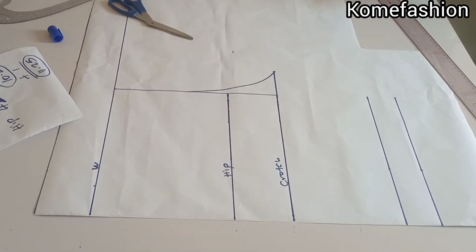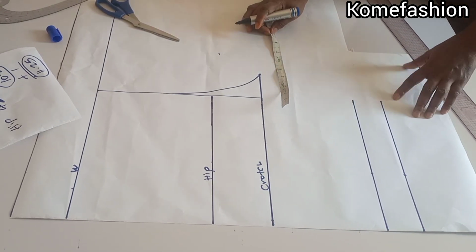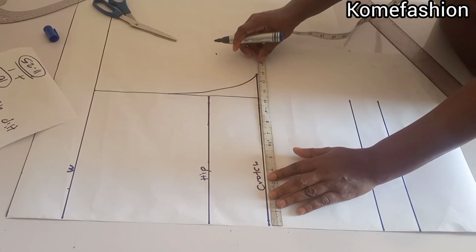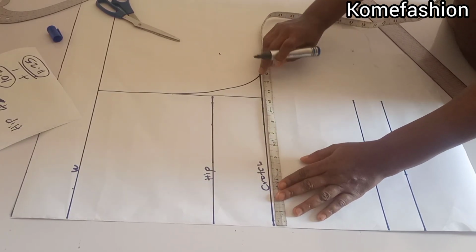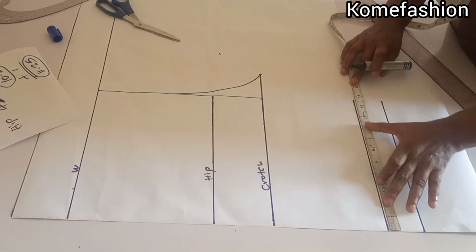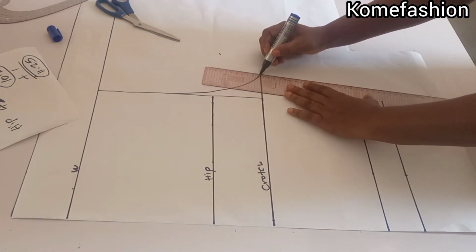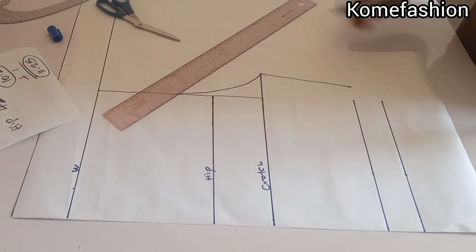After connecting it, the next thing we'll go ahead to do is to extend the measurement downwards. So if I measure from the crotch line, I'm just going to take the full measurement to the edge of the crotch extension. Whatever measurement it gives me, I'll place it on the hem of the short. Then I'm just going to connect from the crotch line to that point. Can you see what we have there?